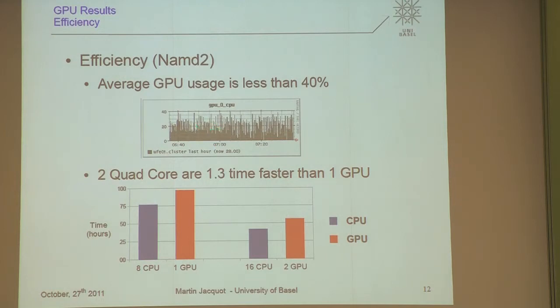And we wanted to compare 2 quad-core CPUs with 1 GPU, to see which is faster. Here it took 8 CPU cores, compared with a GPU. We can see that, for the moment, in this case, we are faster with just 8 cores than with 1 GPU. And it's exactly the same relation when we use 16 CPUs or 2 GPUs.